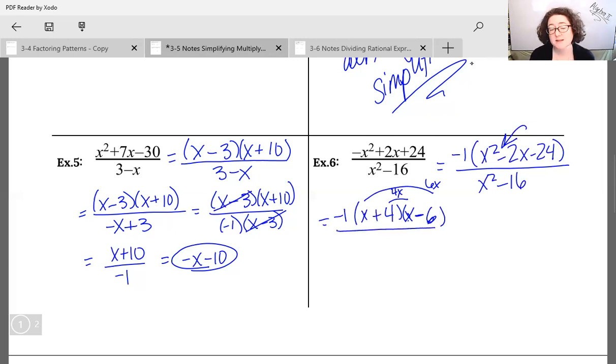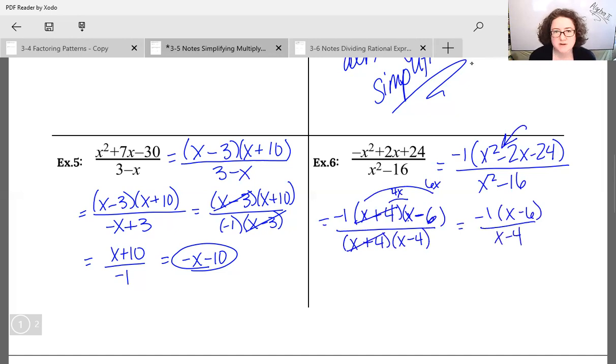X squared minus 16, that's one of our pattern problems. So that's a difference of squares. So x plus 4, x minus 4. And hey, we have a matching factor that we can simplify out. We're left with -1 times x minus 6 over x minus 4.